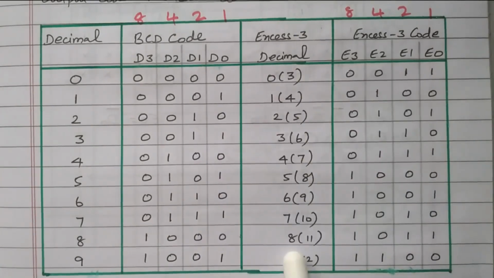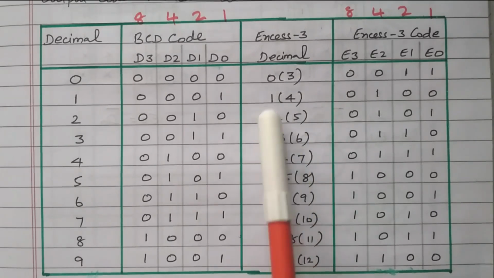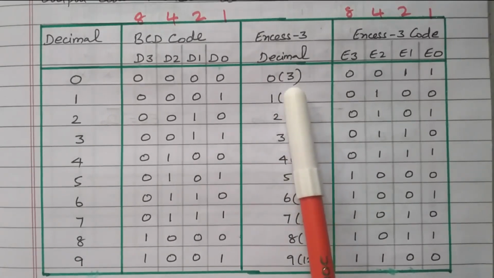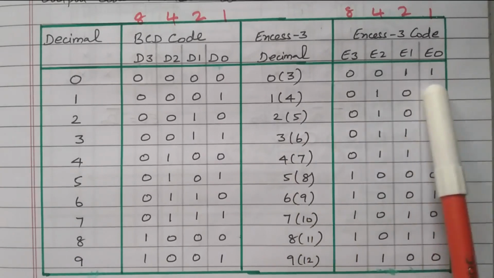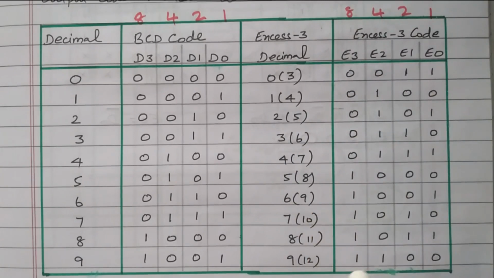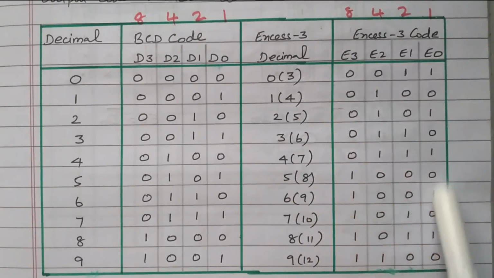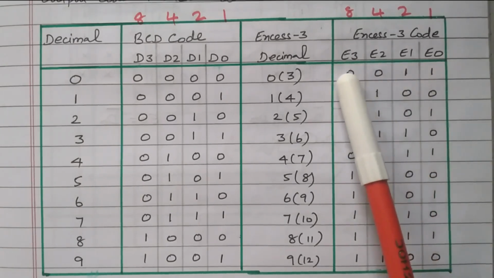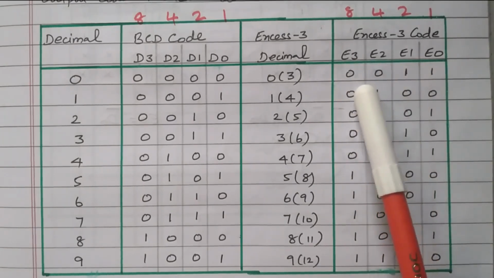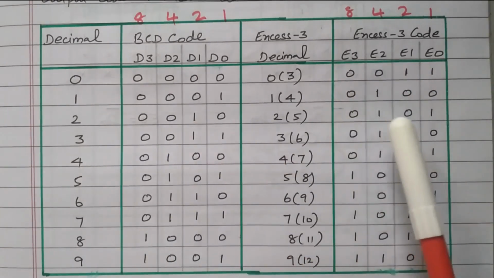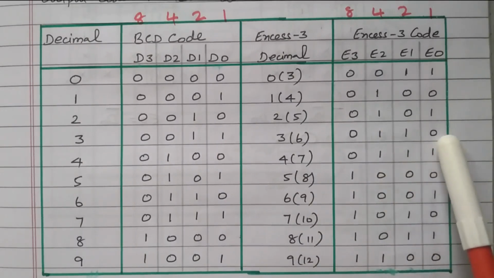XS3 code in decimal, that is 0 is added with 3, 1 is added with 3, so that we got the XS3 code in decimal. It is available in a bracket. The number available in bracket is the XS3, that is again represented by the XS3 code by using the weightage 8421. Now we need to develop the logical expression for this E0, E1, E2, E3. Then that logical expression should be implemented with the logic gates, so that we'll get the input decimal to output XS3 code. Now we'll go to the Karnaugh map.